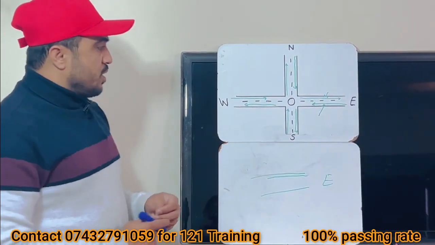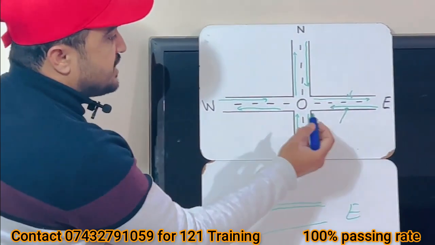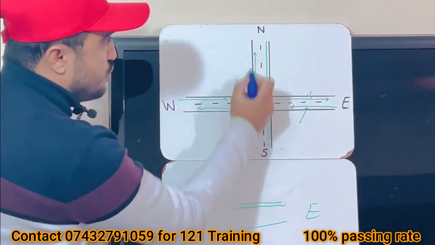Now what about the roundabout? So this is the roundabout. A lot of people struggle with how to stay on the left hand side. So let's say you're coming from the east and you want to go to the north.